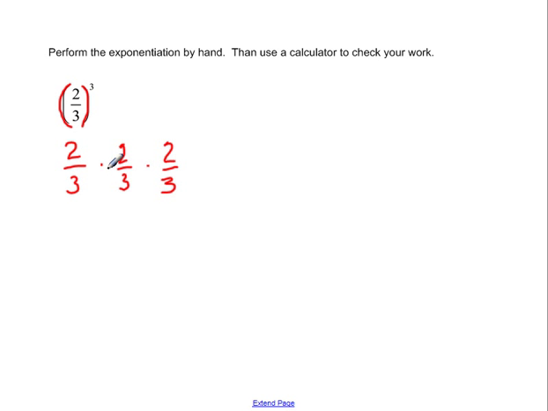And then if we remember, how do we work with fractions? Well, when we multiply fractions, remember we just multiply straight across. And even though I have 3 fractions here, I can still just multiply all the numerators and then multiply all the denominators. So 2 times 2 is 4, and 4 times 2 is 8. For my denominator, 3 times 3 is 9, 9 times 3 is 27. So that would be my final answer.